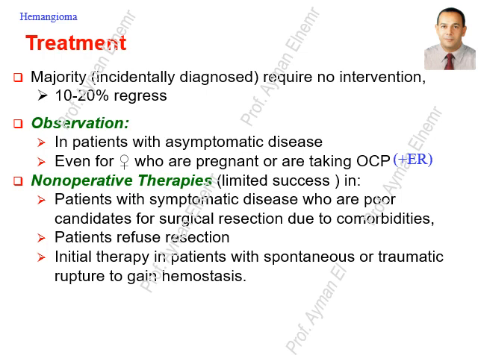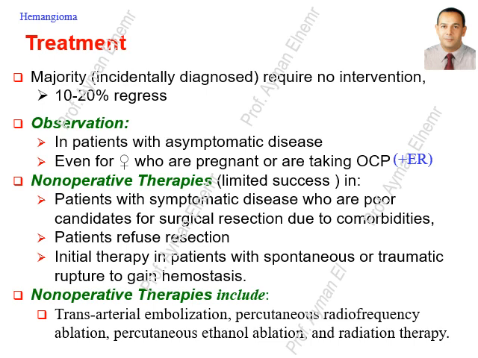Additionally, a non-operative approach can be adopted as the initial therapy in patients with spontaneous or traumatic rupture to gain hemostasis. Such therapies include transarterial embolization, percutaneous radiofrequency ablation, percutaneous ethanol ablation, and radiation therapy.